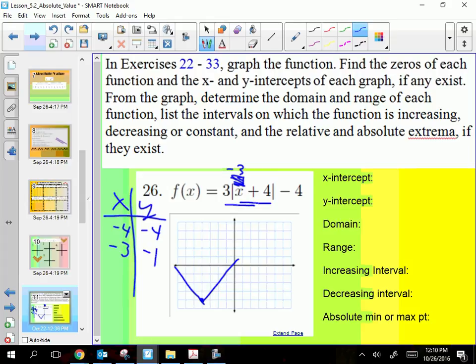So look, I'm going to check. Are my points lining up? Negative 4 was good. Negative 3, negative 1. Oops. Do you get how I made the thing? I didn't have the stretch. So now I've got the stretch factor in there, and it's going up with a slope of 3. Does that make sense?